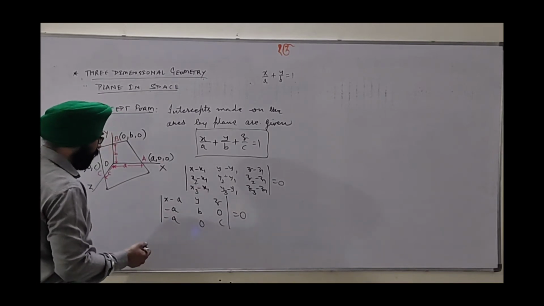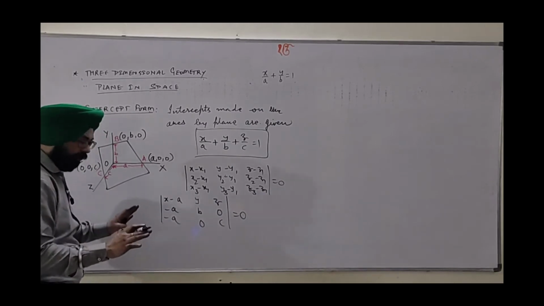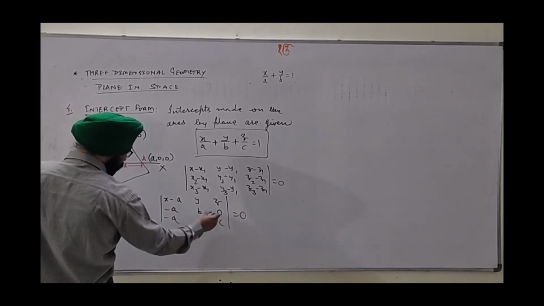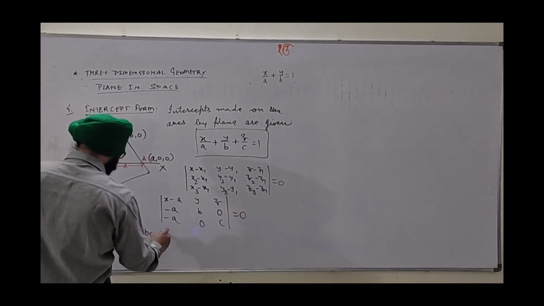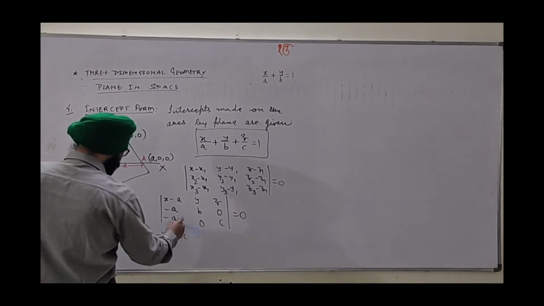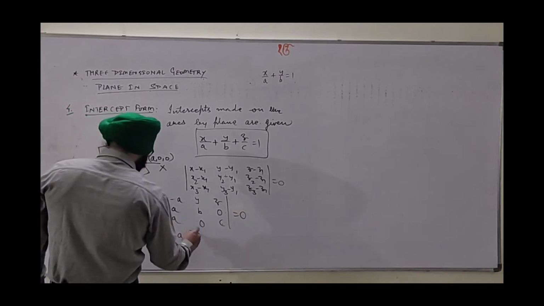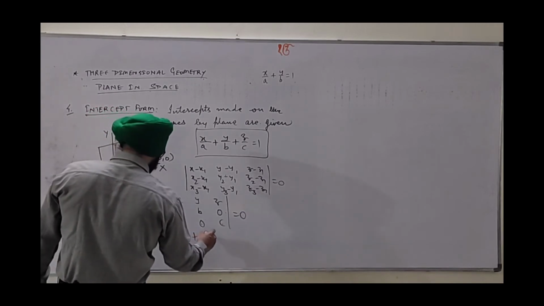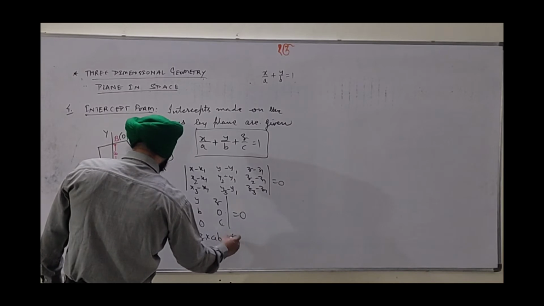R1 as usual. x minus a, no confusion, simply R1 will take x minus a multiplied by b into c minus 0, so b into c. This is minus y into minus a into c, minus ac, minus a into 0 remains 0. Plus z into minus into 0, 0, minus of minus b makes it ab, this way, equal to 0.